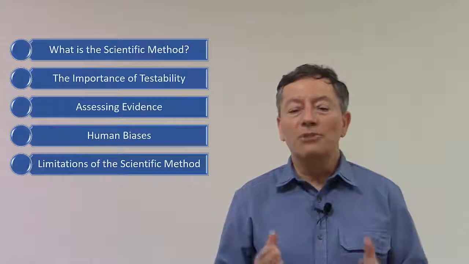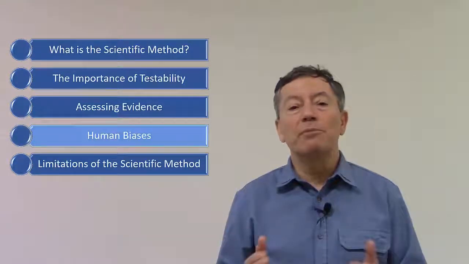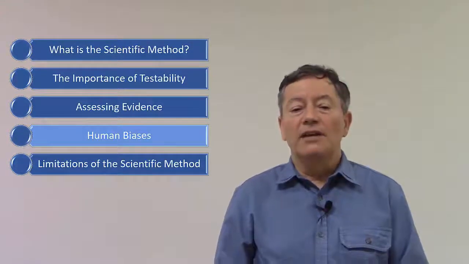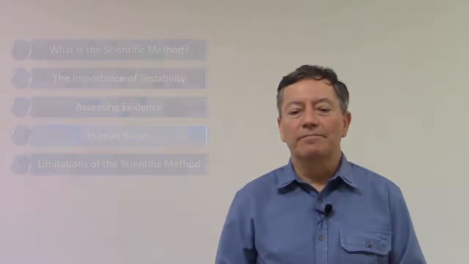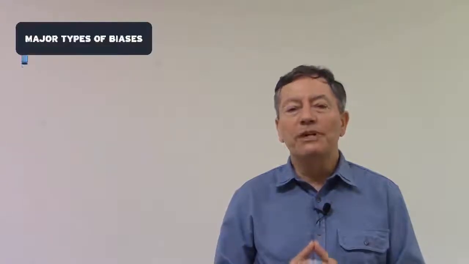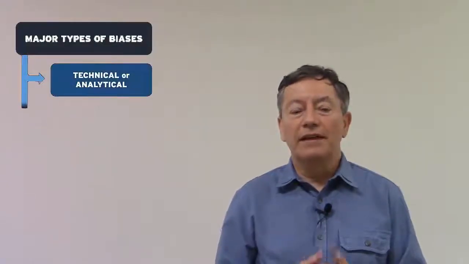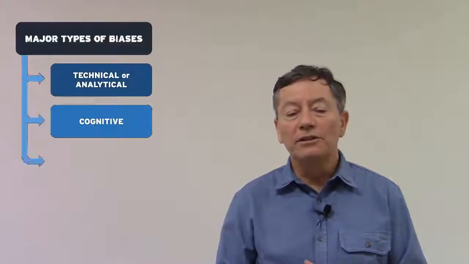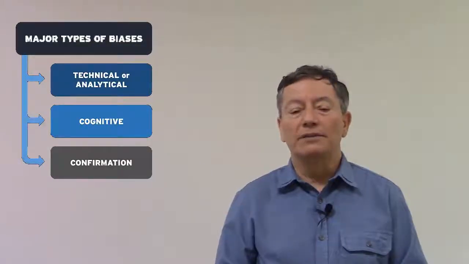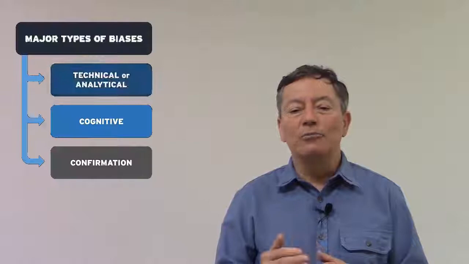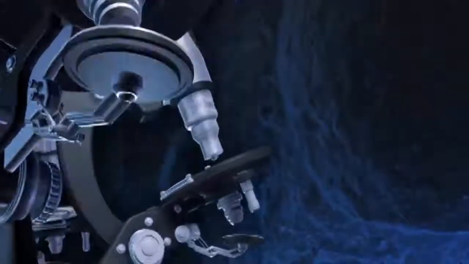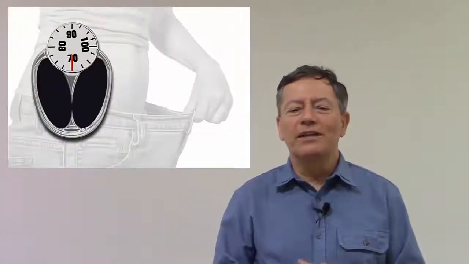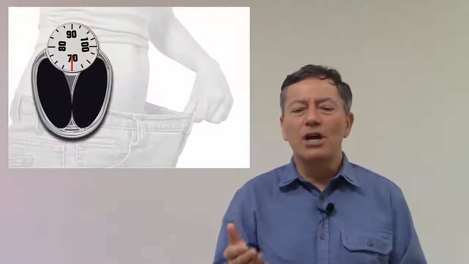In science, observations used to test a hypothesis can be biased, that is, they do not faithfully represent the objects or populations under study. We distinguish between three major types of biases: technical or analytical bias, cognitive bias, and confirmation bias. Technical or analytical bias can be a result of using instruments that are flawed or because the observational techniques are flawed. For example, you wouldn't weigh yourself on a scale that registers 20 kilograms before you even stepped on the scale.